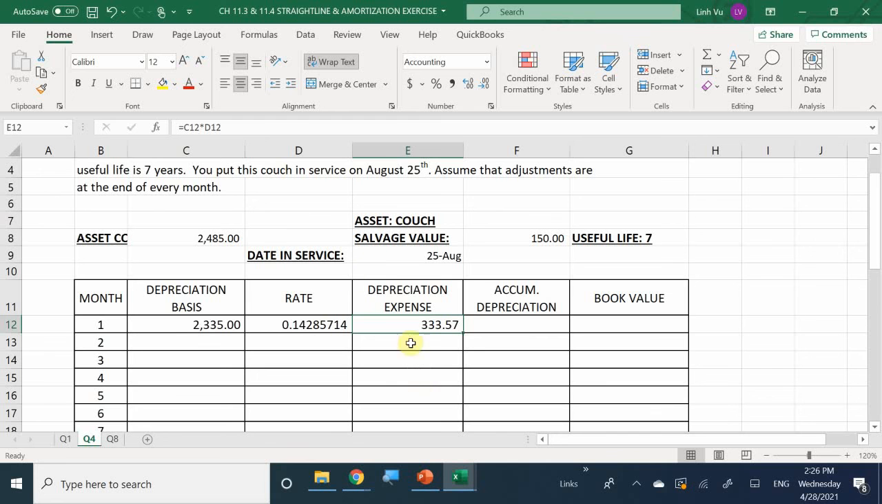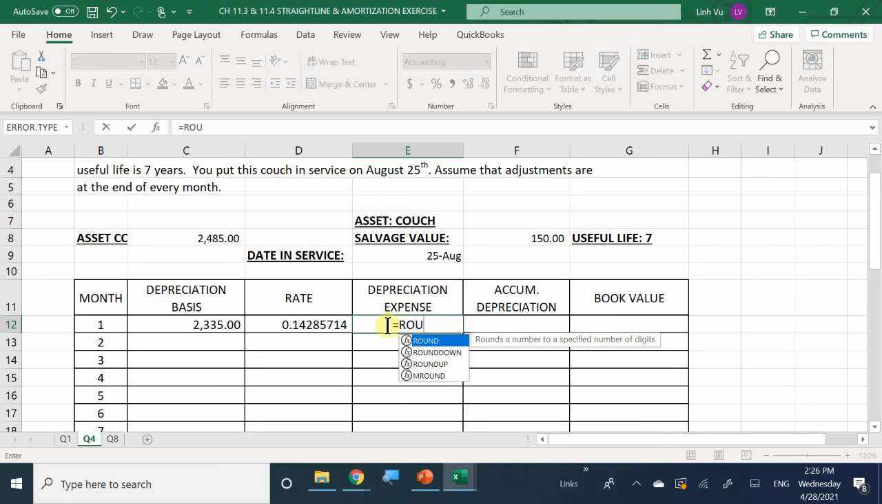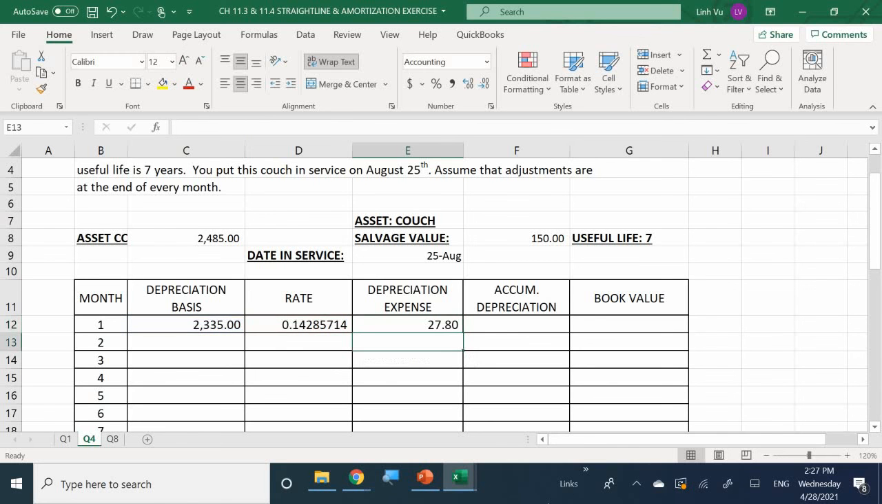Okay? So we would divide the 333 by 12? Yes, and that's it. Because I'm not asking you for the year. I'm asking you for the month. So it'd be 27.80. Yes. So in this case, I'm going to do my equal round once again because this is a very nasty number and I want to make sure I have clean numbers. So you're going to take your basis times your rate and you're simply going to divide the whole thing by 12 to get your monthly depreciation. Okay? So yes, it is $27.80.